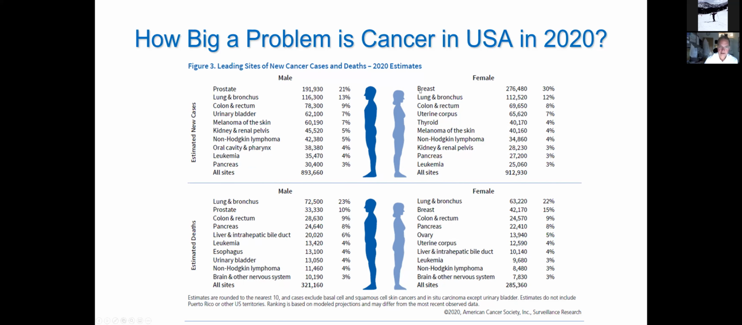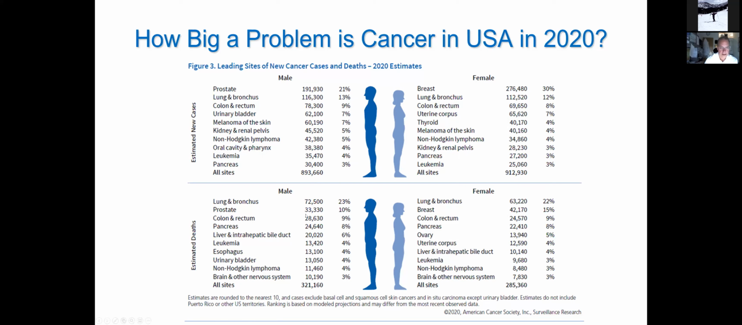Breast cancer, like prostate, there's a lot of cases, 276,000 cases, but you're down to 42,000 deaths. And so you can see that the ratios of your estimated new cases to deaths is quite variable. And these numbers have been fairly stable. Pancreas will probably overtake colorectal in the next few years as the number four.